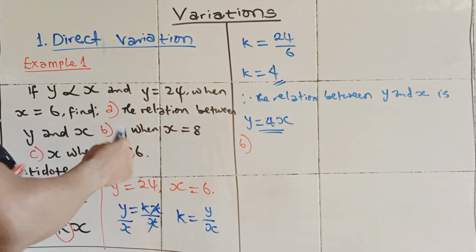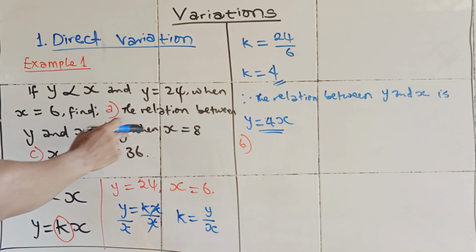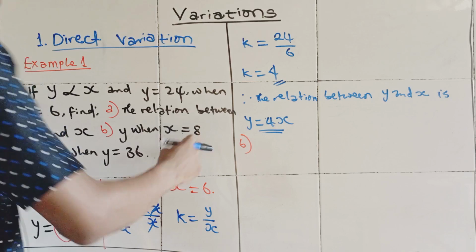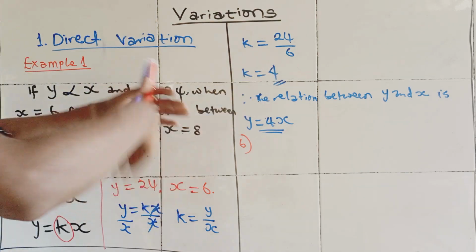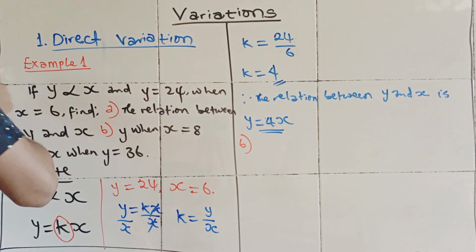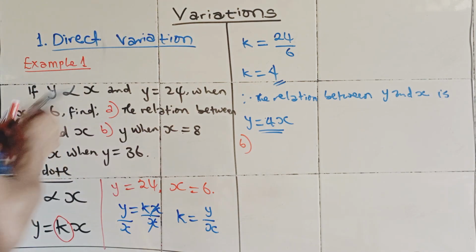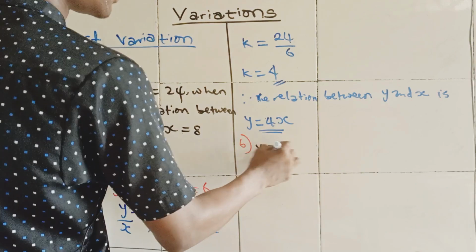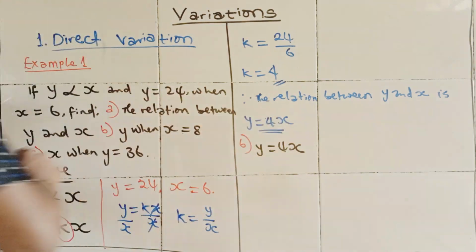It said find y when x is 8. Now we have gotten the constant. We can now begin to solve for y. You understand that now? So with this constant, when they say y is equal to 4x, since we have gotten the constant.